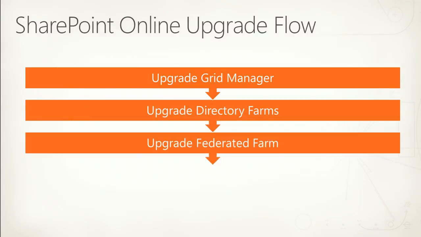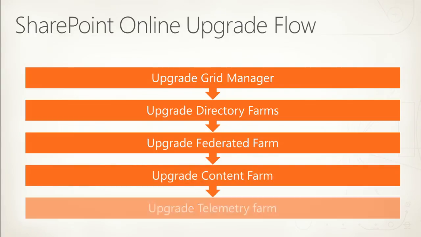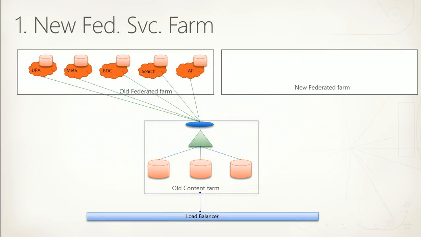We upgrade the federated services farm. We upgrade the content farm. And at last, we upgrade the telemetry farms. We do that in a method we call a swing upgrade. Swing upgrade basically means we have a federated farm, a content farm, and the load balancer. First, we deploy a new federated services farm. It's the new build. It's the new binary. Think of it as 2010 on the left-hand side, 2013 on the right-hand side, or without SP1 and with SP1, etc.